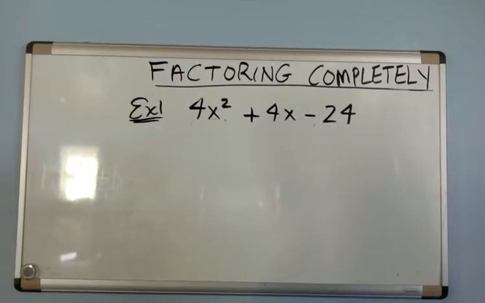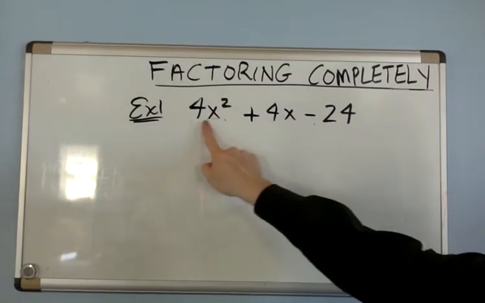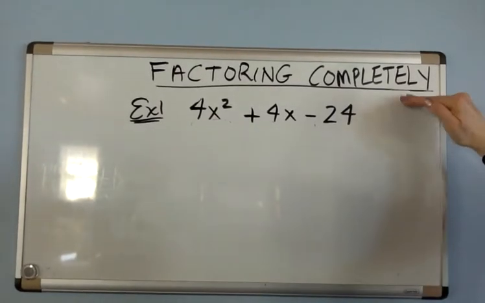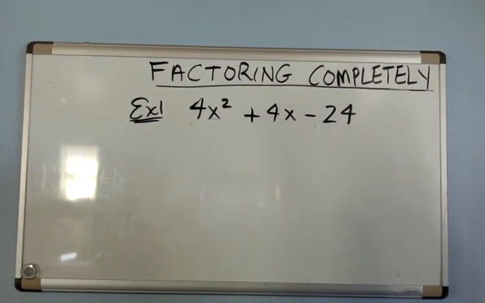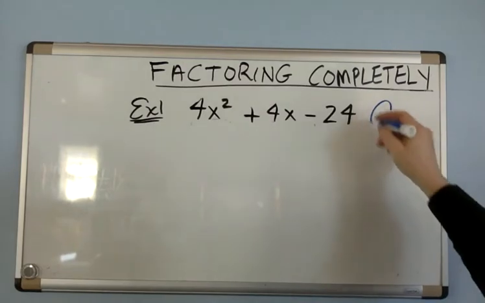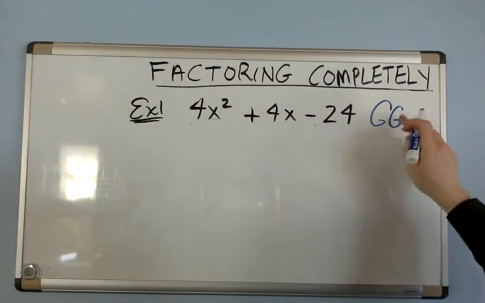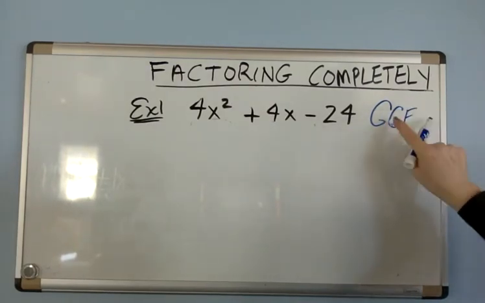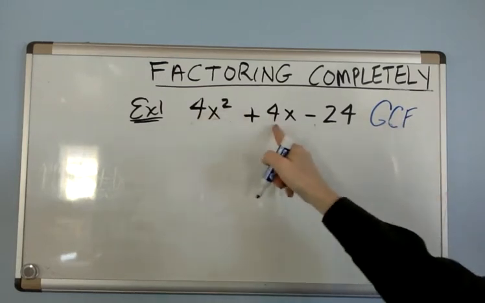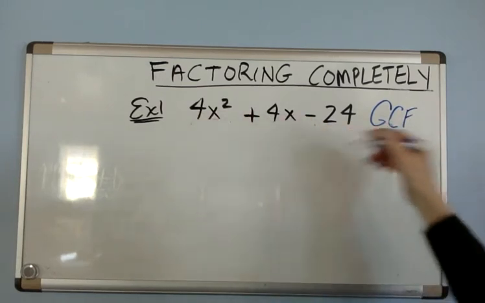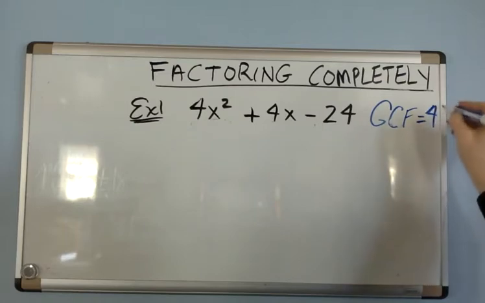Okay, Algebra 1 students, let's factor completely this trinomial. Factoring completely means keep going until it's completely done. So again, looking at that flow chart, the first thing I want to look for is the greatest common factor, if there is one. So is there a greatest common factor in this trinomial? And I can see that yes, there is. They're all divisible by 4. So my greatest common factor is 4.